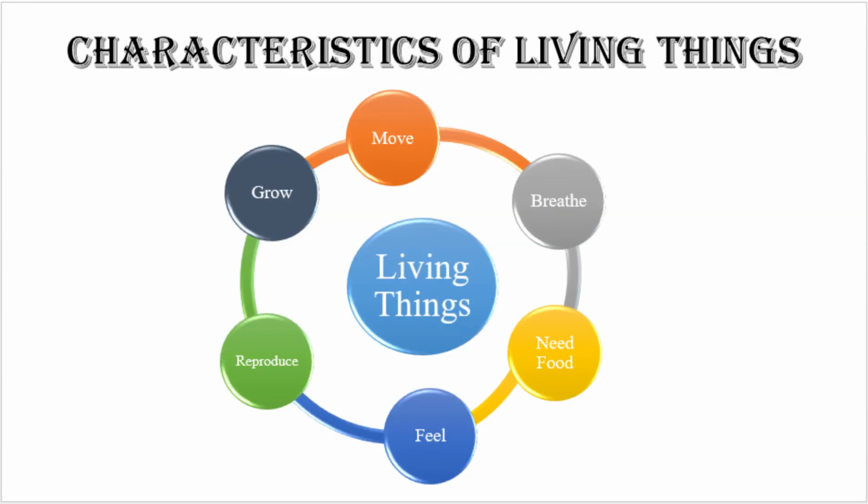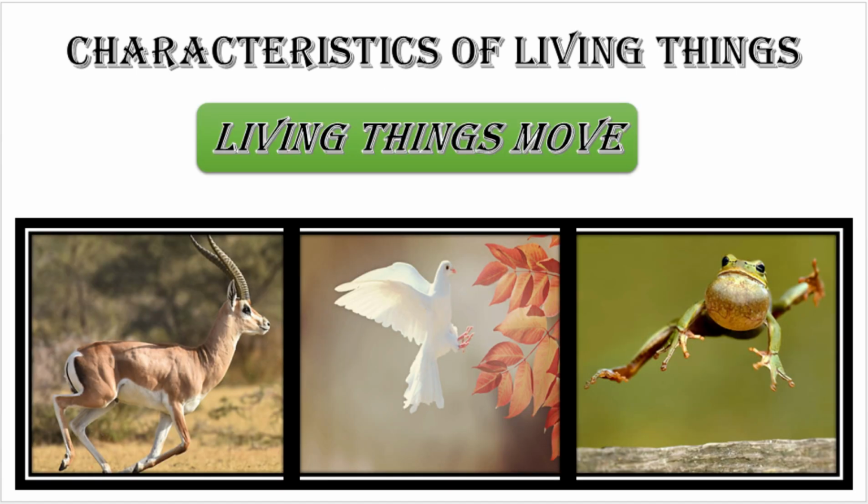Okay, students, these are the characteristics of living things on the basis of which we differentiate between living and non-living things. Now let's see what are these characteristics. The first characteristic is all living things can move. We all know that living things can move in one way or other. For example, there are few animals that can walk, while others run or fly in search of food or shelter.